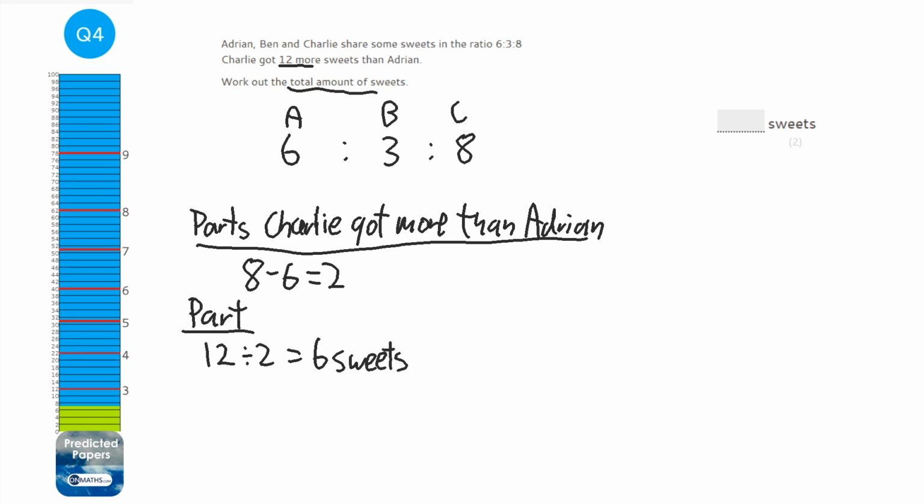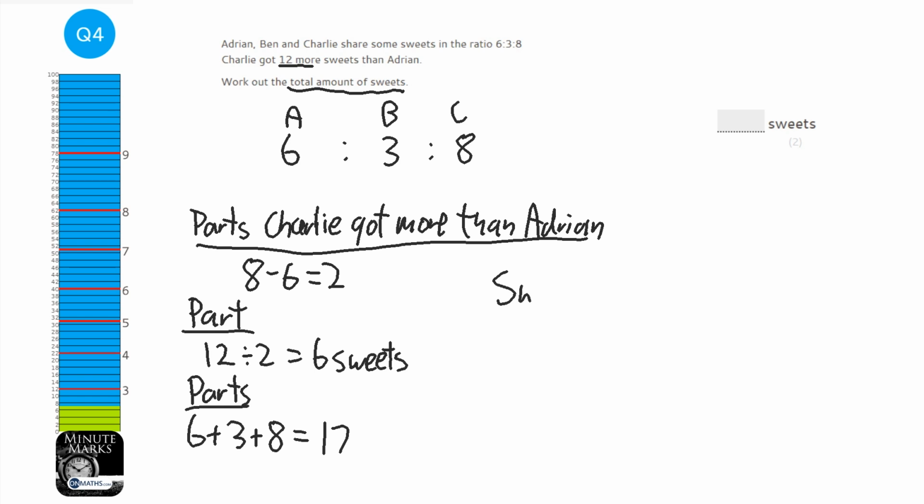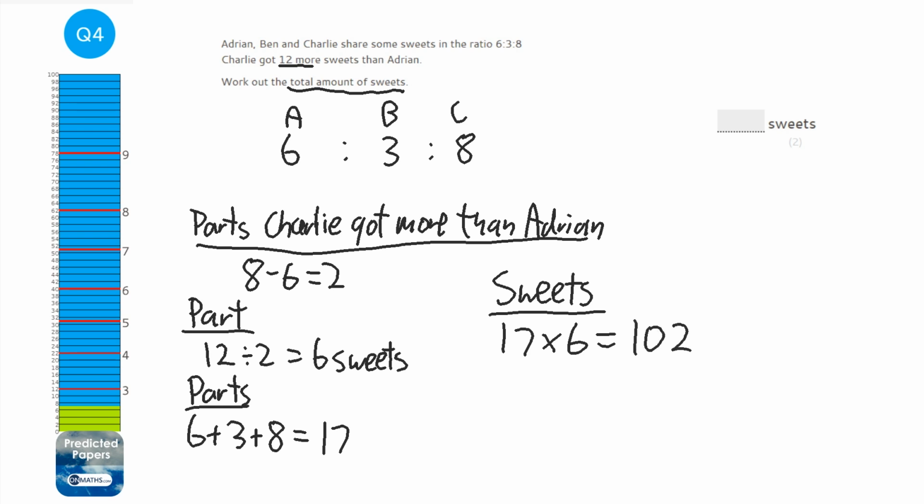It says work out the total amount of sweets. So we need to work out how many parts there are in total. So we do 6 plus 3 plus 8. Now I know 6 plus 8 is 14, plus 3 is 17. So we've got 17 parts in total. Each of them is worth 6 sweets. So to work out the amount of sweets, we do 17 times 6. Now we could do 7 times 6, which is 42, 10 times 6, which is 60. So add the 2 together, it's 102. So there are 102 sweets altogether.